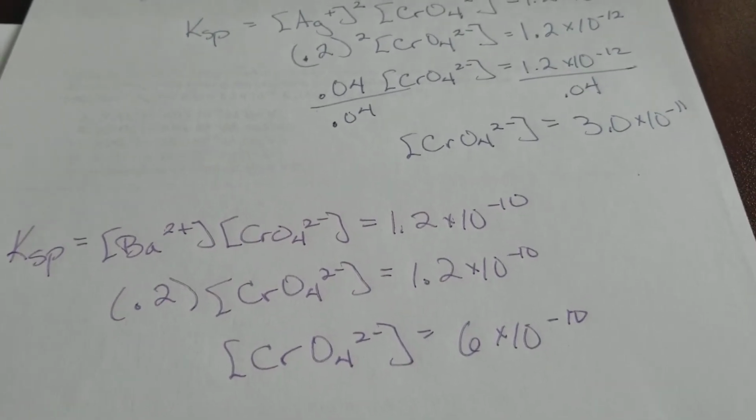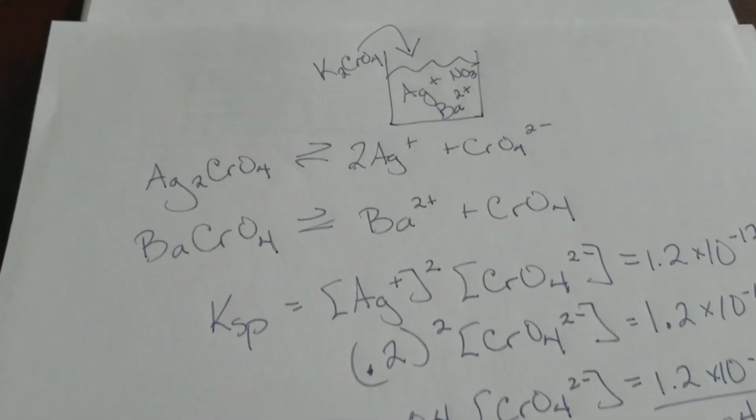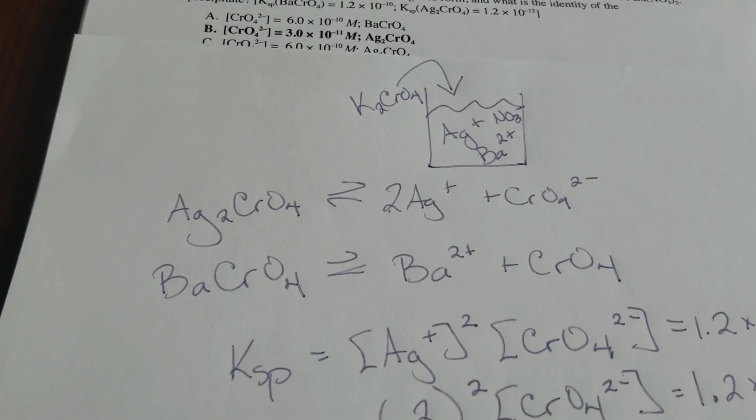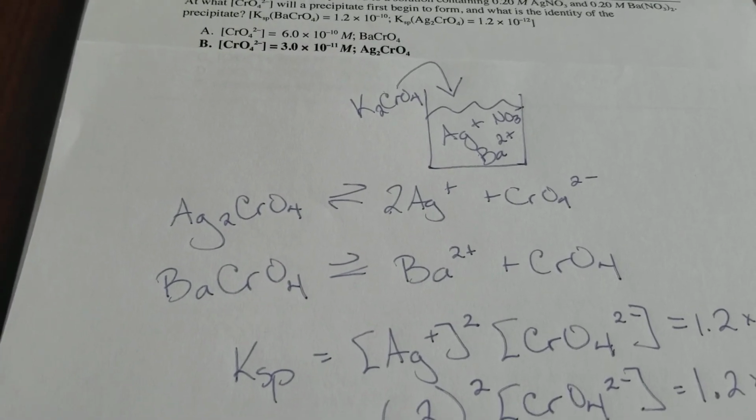So then when I look to see how I did on my answer choices, I should get silver and 3 times 10 to the negative 11.